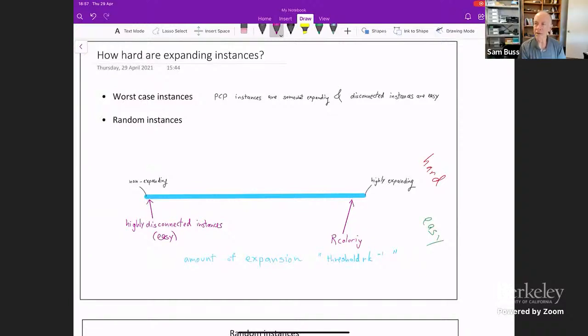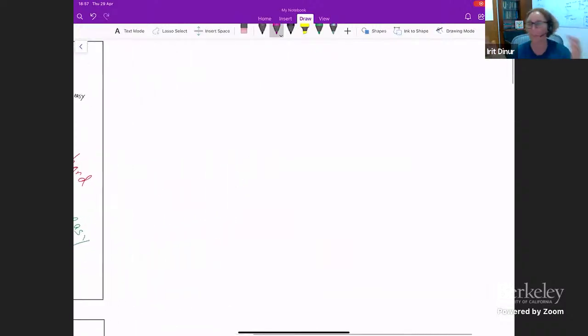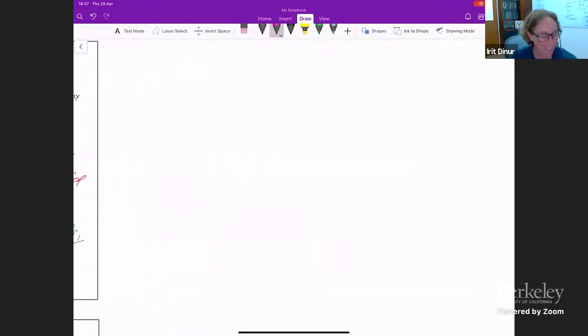Irit, can I ask a question? Please. It's been a long time since I've looked at your proof that you just outlined on the previous page. Can you remind me how big is the expansion that you start with before you start this procedure, the first graph G you start with? Okay, first of all, thank you for asking the question. Maybe other people will also feel comfortable to ask.